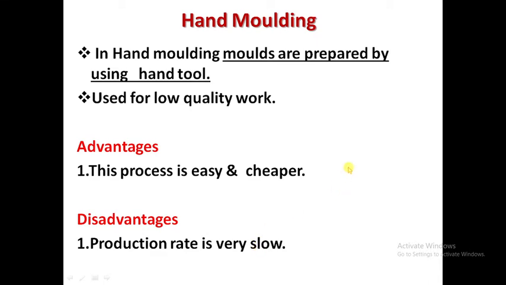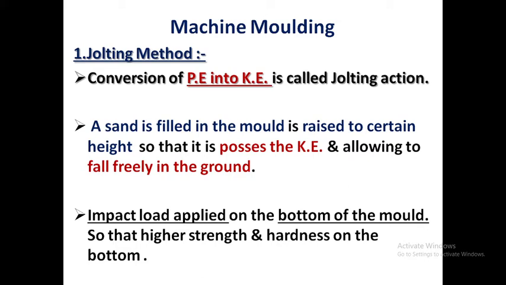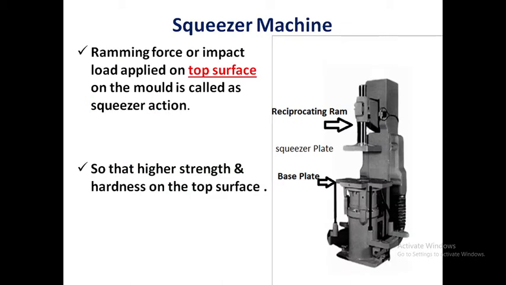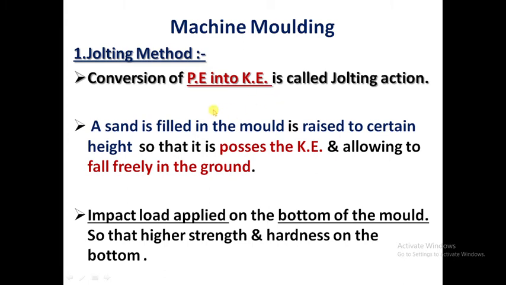Okay, now let us see the machine molding. First, the jolting method. In machine molding, when a number of molds are required at fast rates, the molds are made by ramming the sand with the help of machines. The technique used for this is a jolt machine. Here the sand is placed on top of the pattern, and the pattern, flask and sand are then lifted and dropped several times.